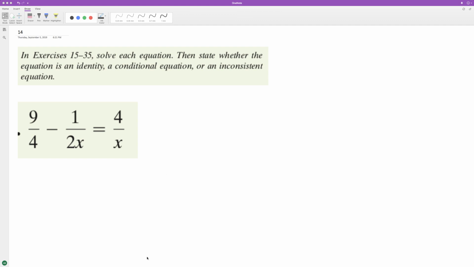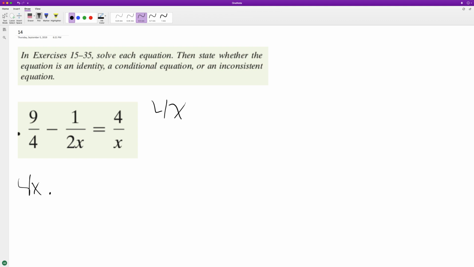We want to solve for x in this equation. First thing we need to do, there's a few things we can do, but we can get a common denominator here. It looks like 4x. So multiply through by 4x, we'll end up with 9x. Well, let me do it this way.